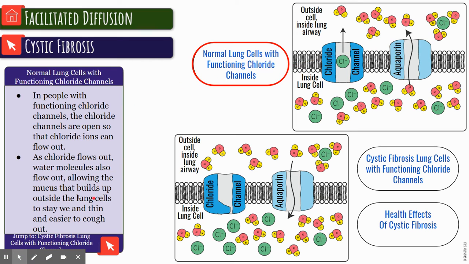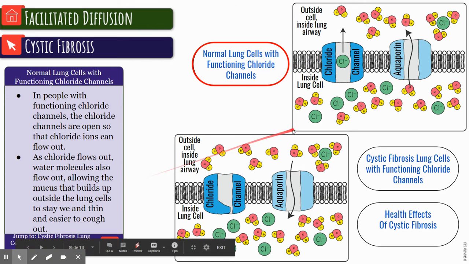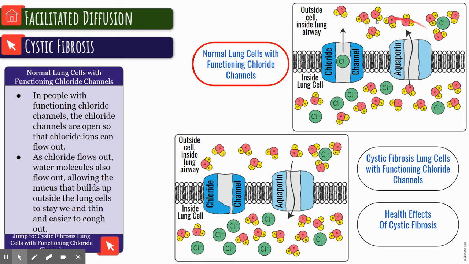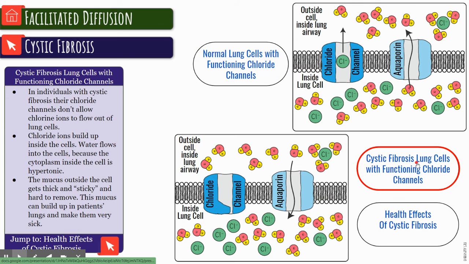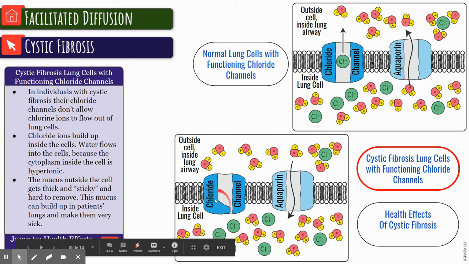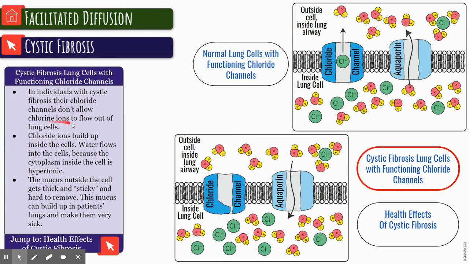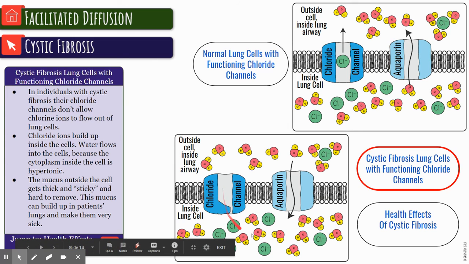This allows the mucus that builds up outside of the lung cells to be diluted by the water a little bit more. Okay. Now, if we have someone with cystic fibrosis, you'll notice this channel protein has this block here. So individuals with cystic fibrosis, their chloride channels don't allow the chloride ions to flow out of the lung cells. So they are stuck inside the lung cells down here. So these chloride ions build up, the water continuously is flowing in.